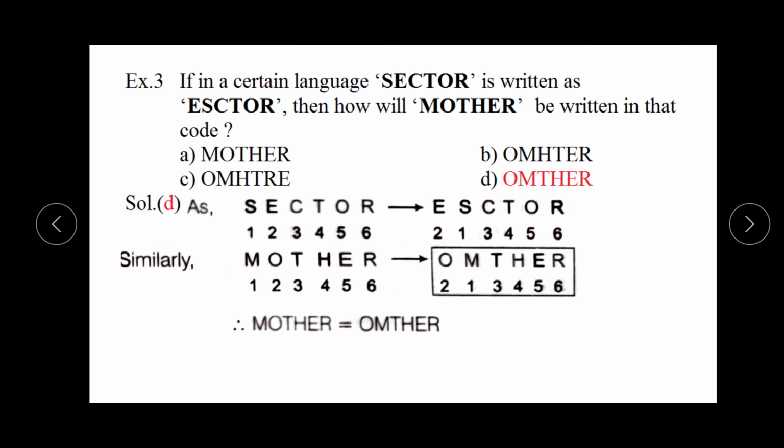So here in mother also what we will do, we will interchange the first two alphabets M and O. O will be at the first position and M will be at the second position, and the remaining positions will be the same, THER. So the required code for mother will be OMTHER, the fourth option.